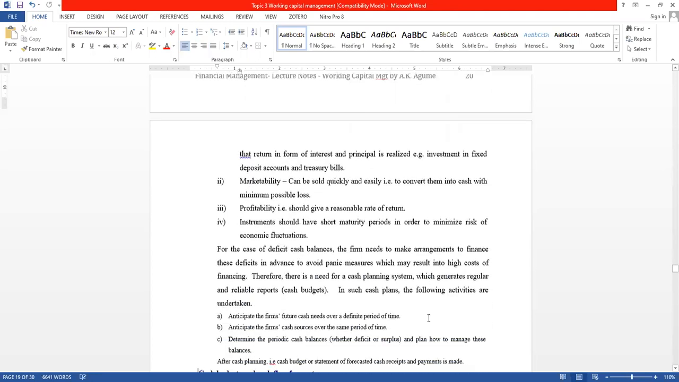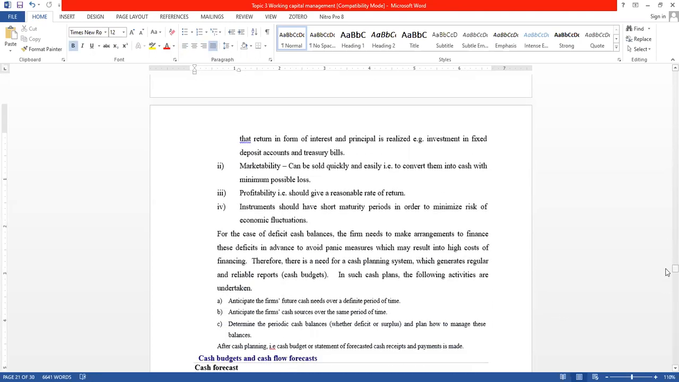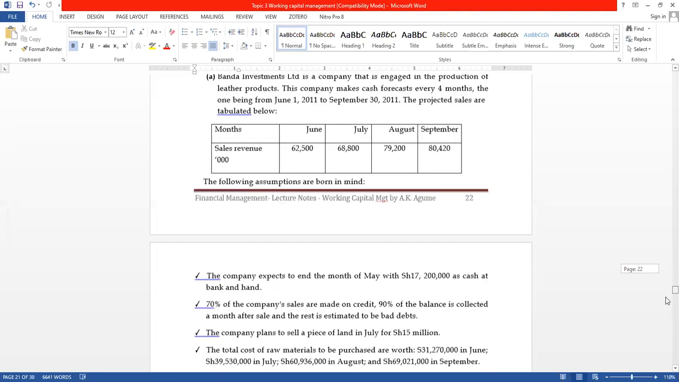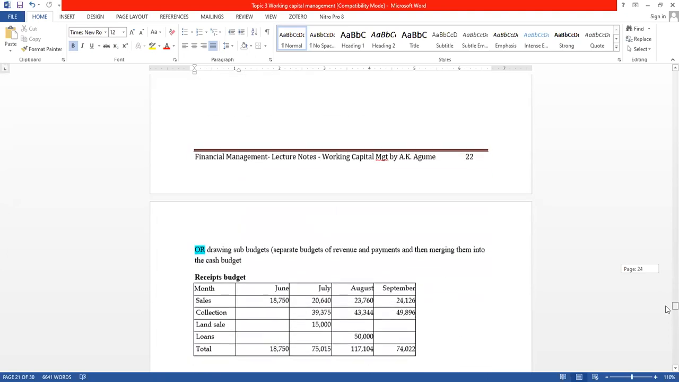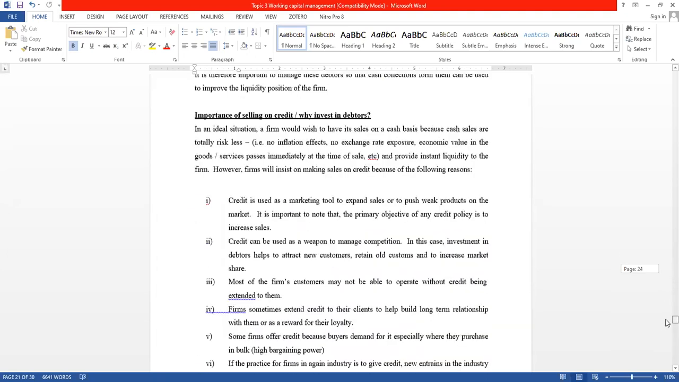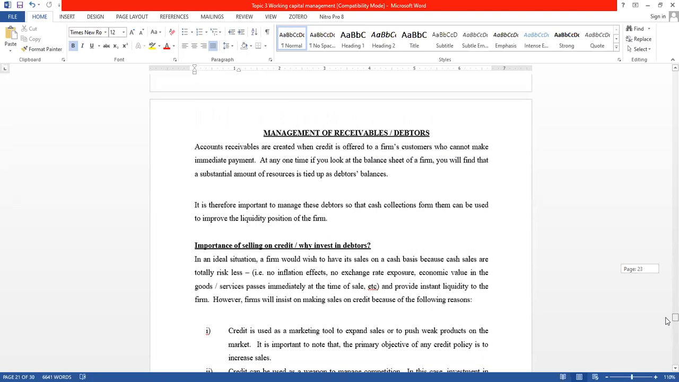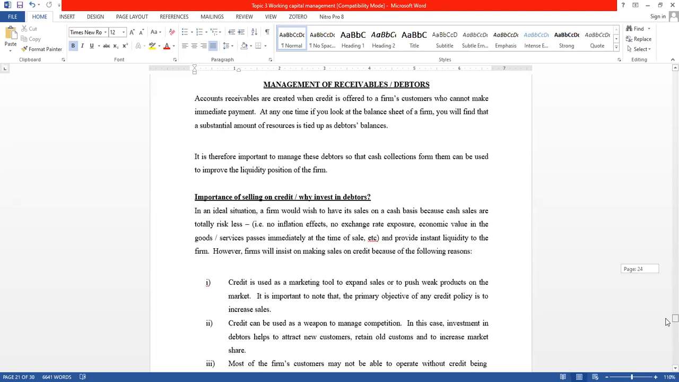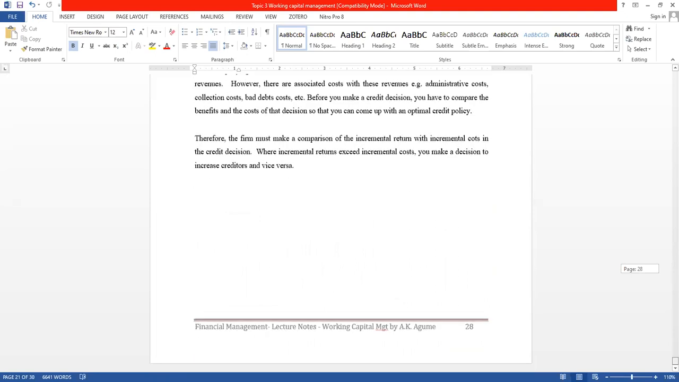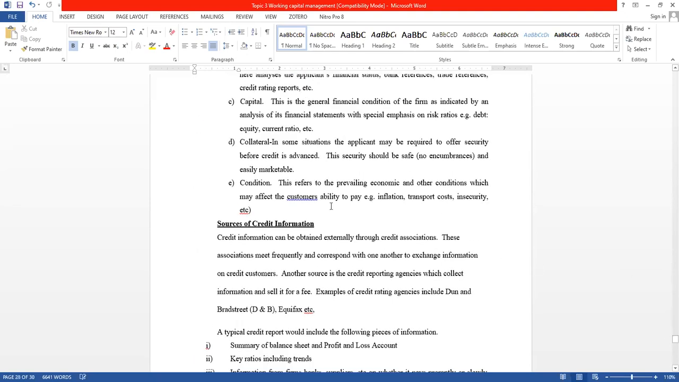Okay, so once we have finished cash, then what I would require you to do is research on management of trade payables or management of creditors, because after cash we shall look at debtors. Then I want you to look at management of trade payables.